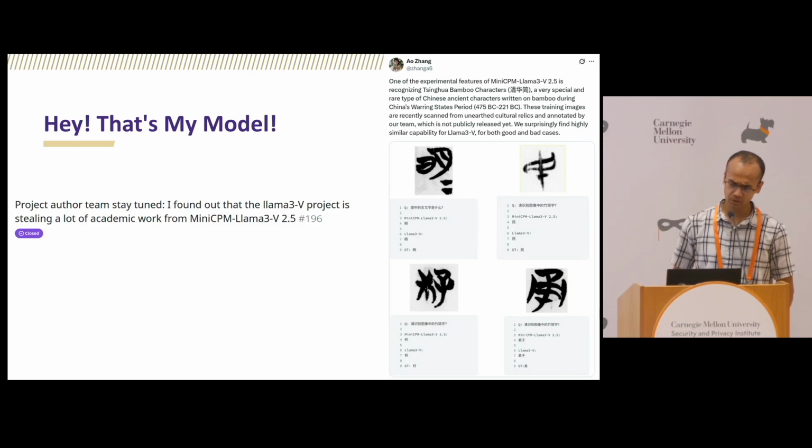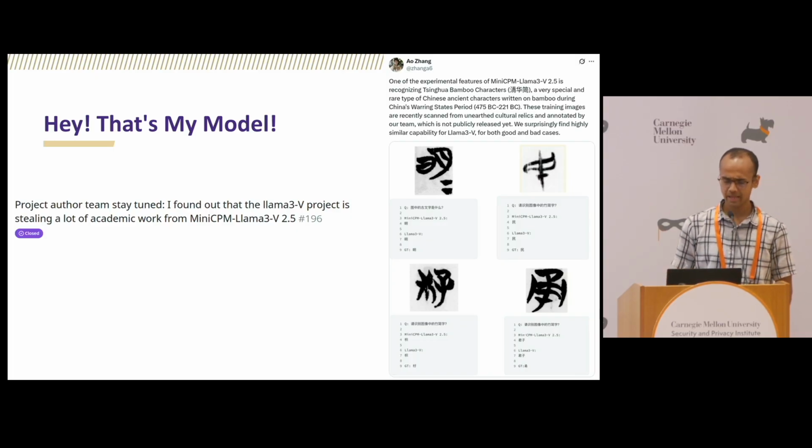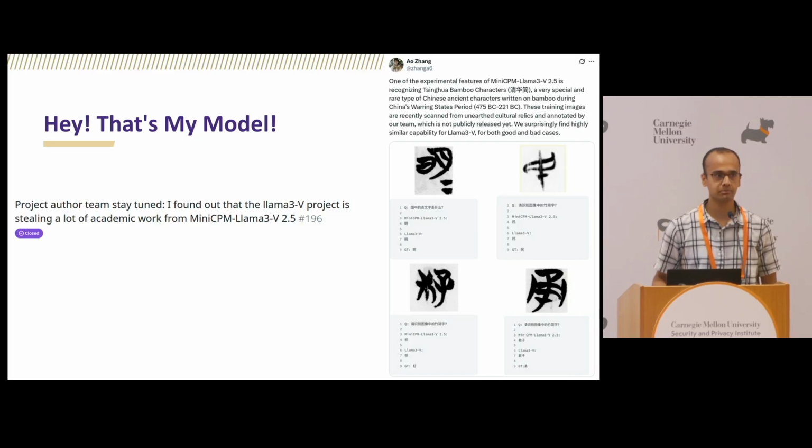In fact, this is how the Stanford case was resolved. So the original Mini-CPM model had a set of bamboo characters from the ancient Chinese period, which was trained into the model. And the Mini-CPM team found that the Llama model, or the Stanford model, was very similar on those outputs as the original model. And this could not have happened by chance. So they could say with reasonable confidence that this is our model which was stolen and which was plagiarized.